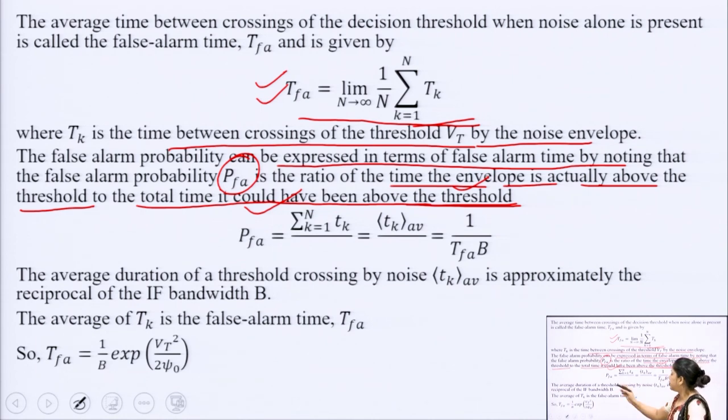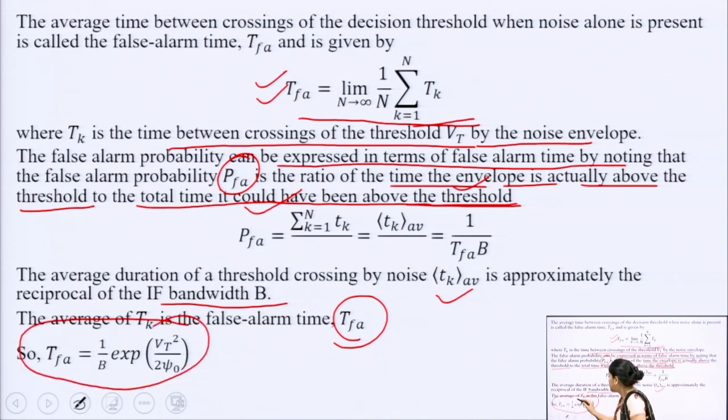And the average duration of the threshold crossing by noise, Tk average, is approximately the reciprocal of the IF bandwidth B, and the average of Tk is the false alarm time TFA, and it is expressed in this term. So, we can say that the probability of false alarm is basically dependent upon our threshold value psi naught and bandwidth B.